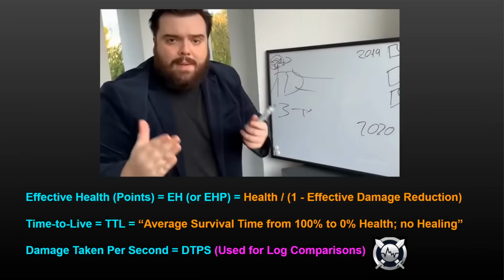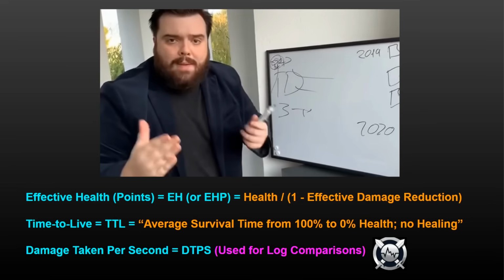and adjacent metrics. In addition to effective health itself, which just corrected health for effective damage reduction, time to live was thrown around as a metric for how long a player could survive in a given fight encounter from full health to 0% health without any healing taken in between. Furthermore, some players began to use damage taken per second from logs as a crude way to compare tank performance.